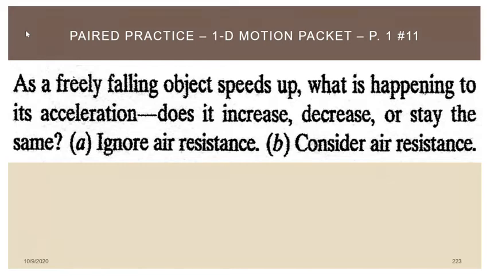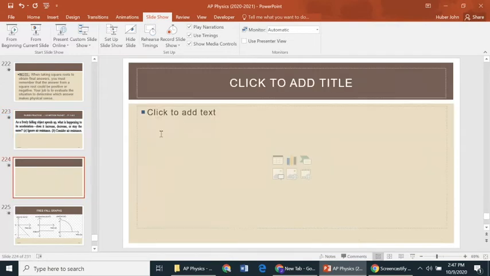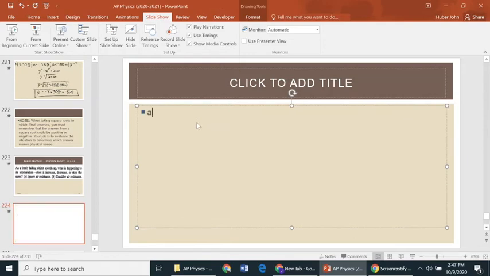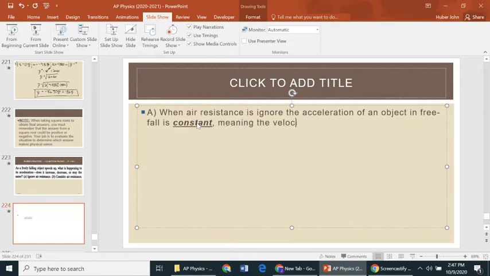Yes, it is true that when an object is in free fall, its velocity increases, in magnitude at least. But velocity and acceleration are not the same thing. Acceleration is the rate at which the velocity increases. And if you ignore air resistance, which we are going to do for part A, then we can say here, when air resistance is ignored, the acceleration of an object in free fall is constant, meaning the velocity increases at a constant rate.